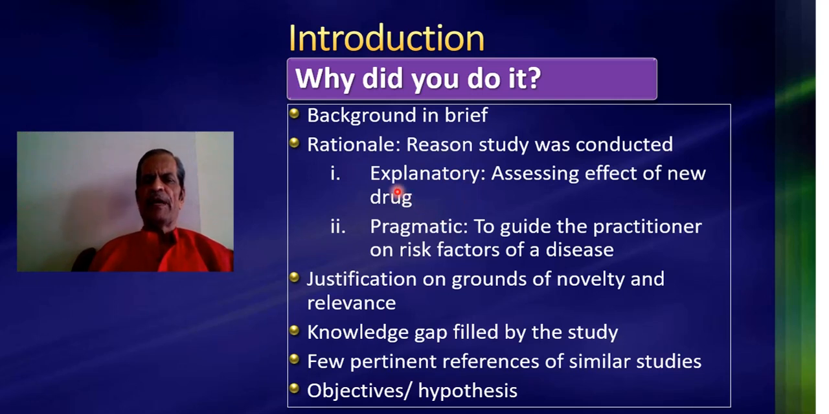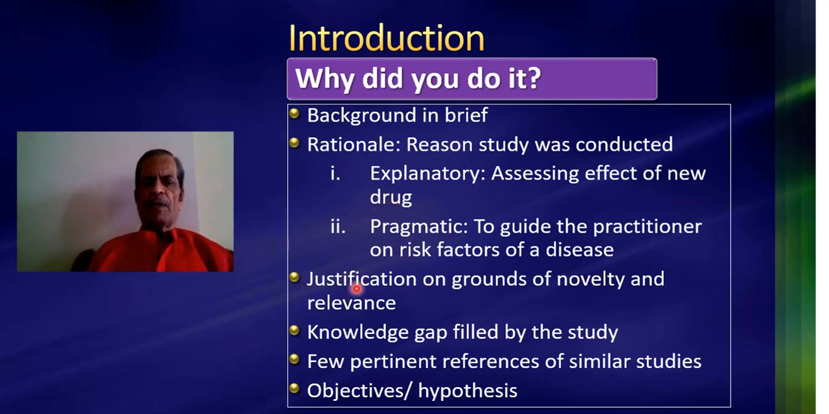The rationale could be explanatory or it could be pragmatic. Explanatory is something like assessing the effect of a new drug. So this explains in words or sentences the rationale of the study. It could be pragmatic, like to guide the practitioner on risk factors of a disease. So the rationale could be given in explanatory form or in pragmatic form, depending on the type of the study.